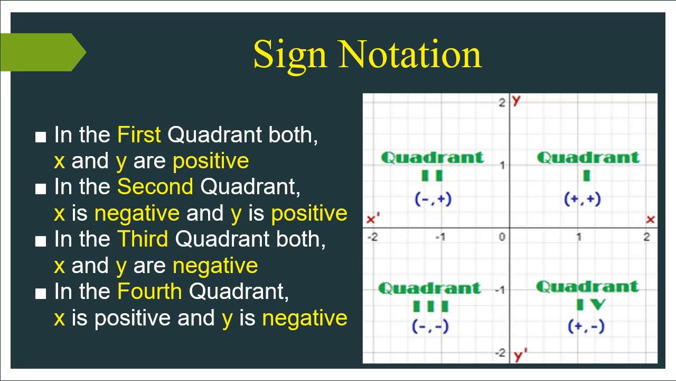Sign notations used in Cartesian plane. As we know that a plane is divided by number lines into four quadrants: Quadrant 1, Quadrant 2, Quadrant 3, Quadrant 4. Let's have a look at the sign notation. In the first quadrant, both x and y are positive. In the second quadrant, x is negative, whereas y is positive. In the third quadrant, x and y both are negative. And in the fourth quadrant, x is positive and y is negative.